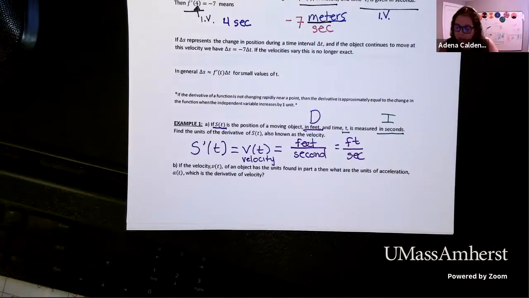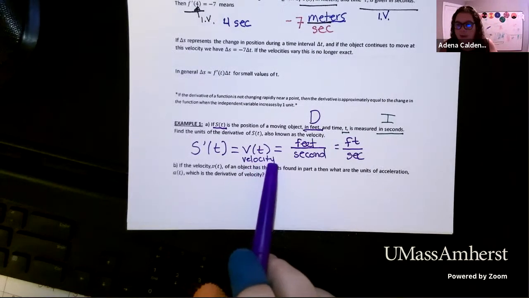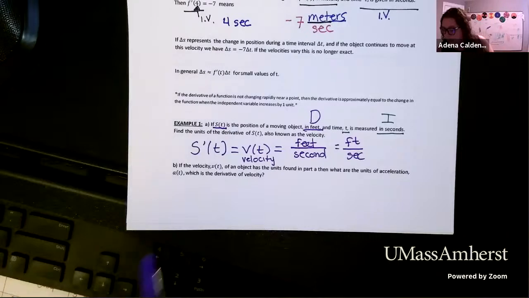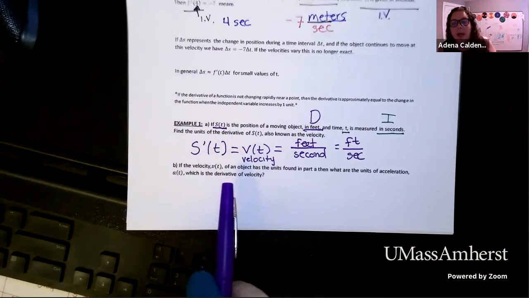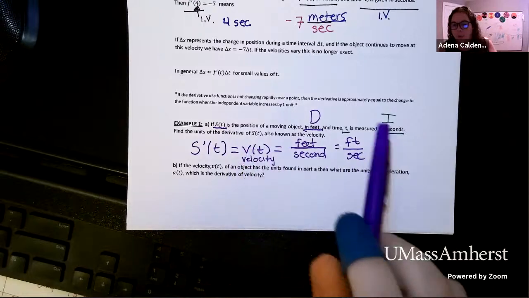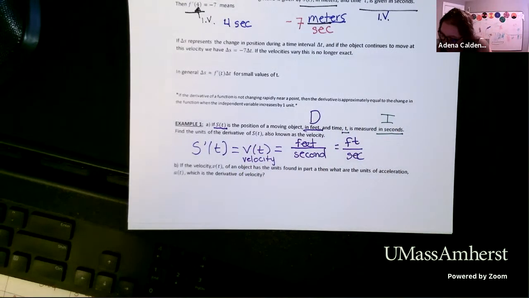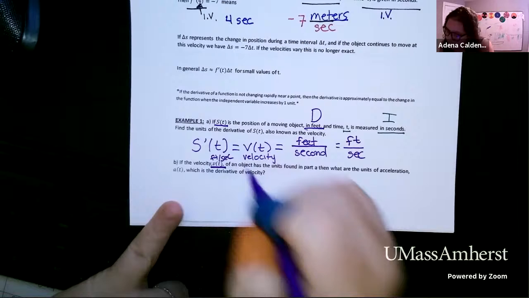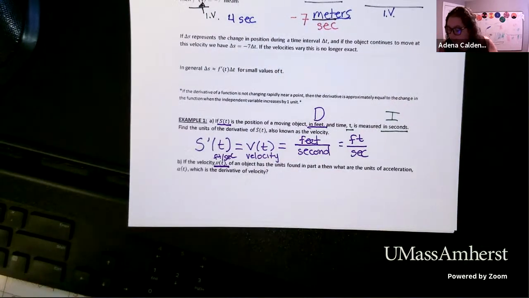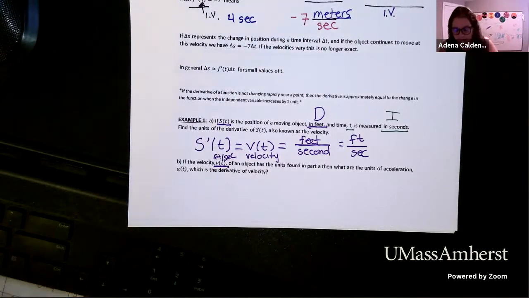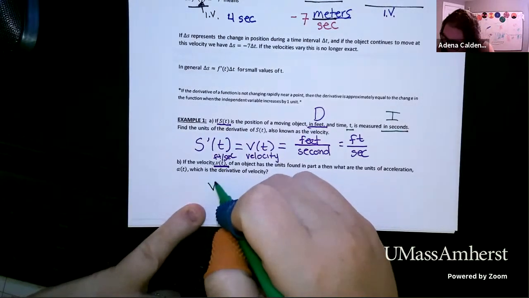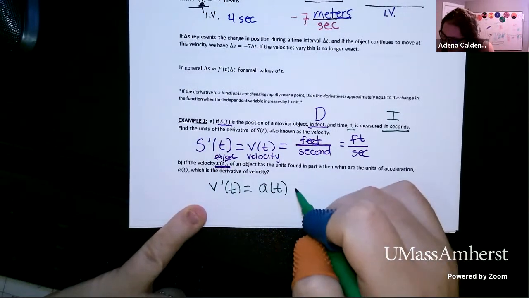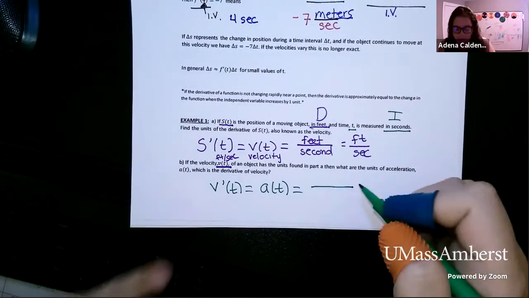Now remember that the derivative of position is called velocity, so the units of velocity are feet per second. For part B, it says if the velocity, v of t, has the units found in part A, so feet per second, and I'm going to underline this and write feet per second near it, then what are the units of acceleration, which is the derivative of velocity? So here we're looking for v prime of t, which we call acceleration. What are the units of that going to be?